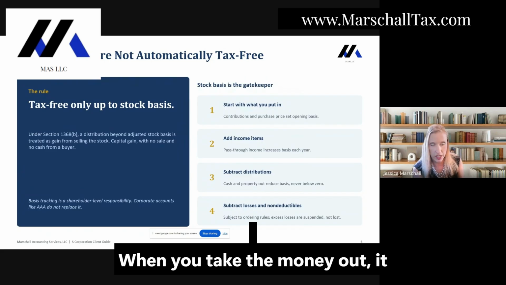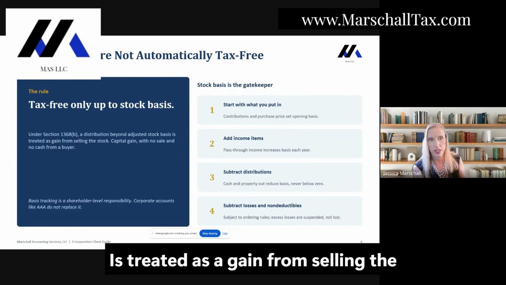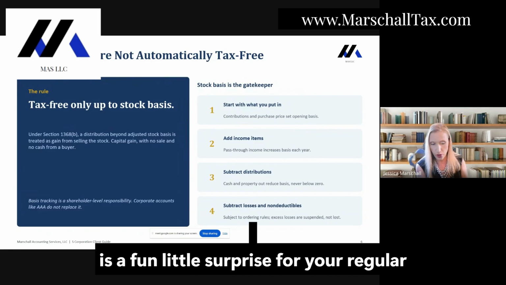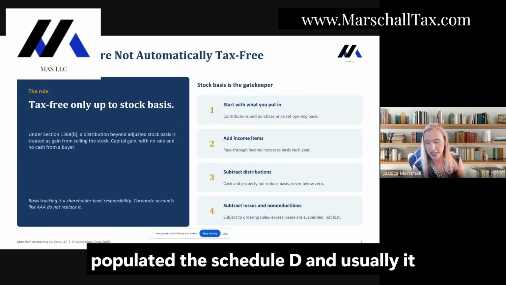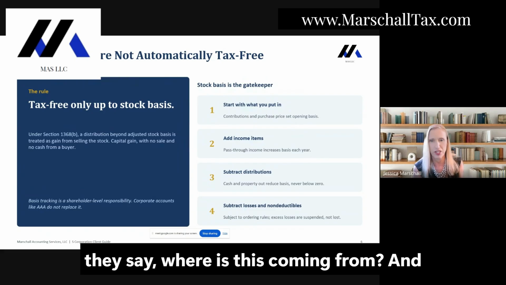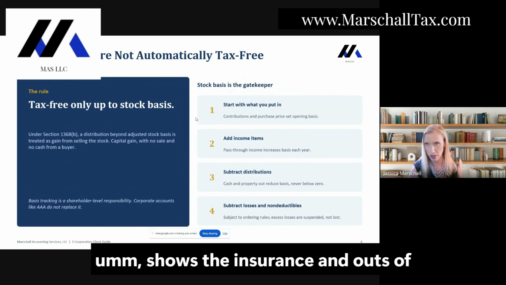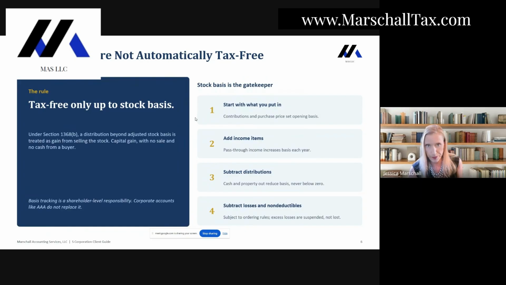So under Section 1368(b), a distribution beyond adjusted stock basis is treated as a gain from selling the stock. It triggers capital gains and is a fun little surprise for your regular 1040 CPA, where your K-1 populates the Schedule D, and usually it results in calls to CPAs like me where they say, where is this coming from? And then I walk them through basis. This shows the ins and outs of stock basis. Essentially, you're showing that you have skin in the game.